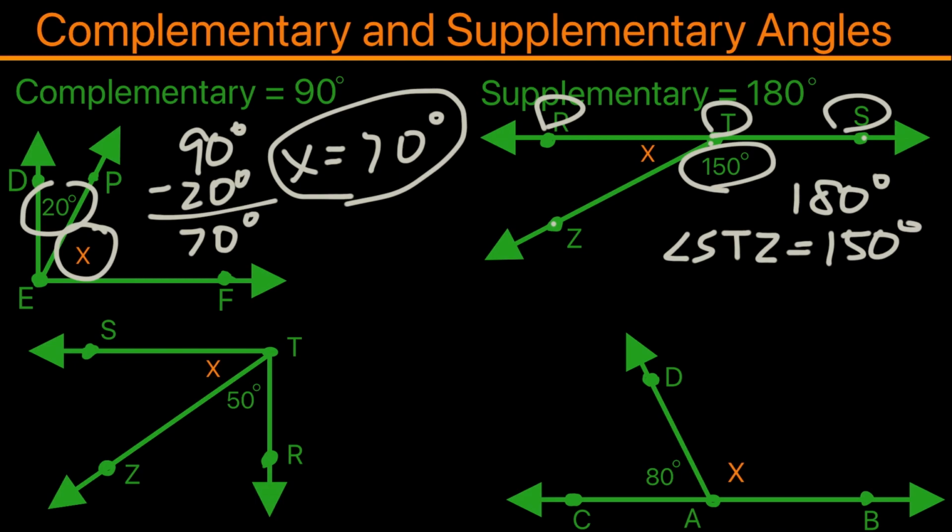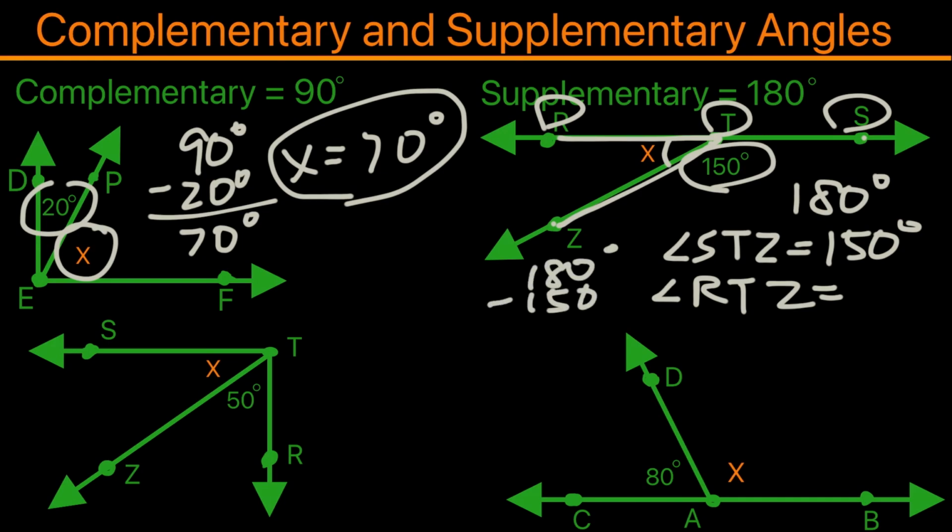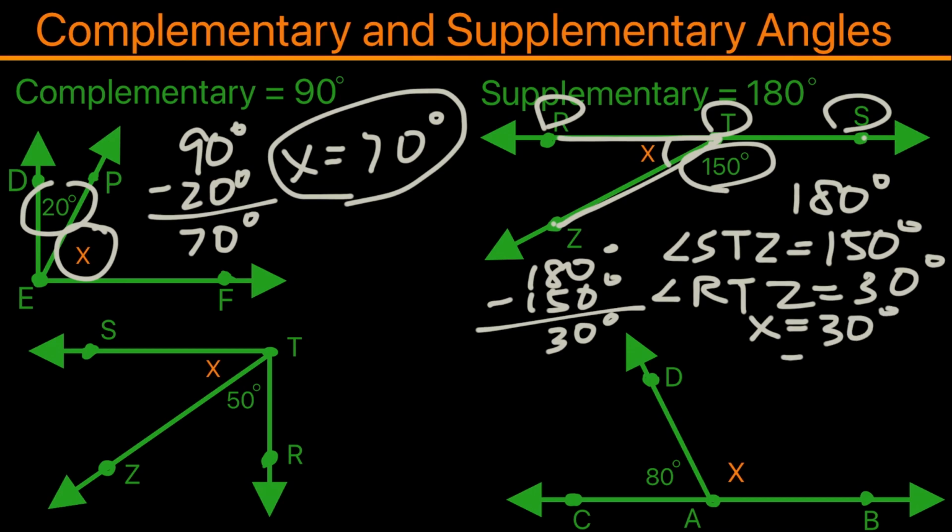So the x value here is angle RTZ right here. And that's the angle that we're trying to find, the x value. So if we take 180 degrees minus 150 degrees, we will have 30 degrees. And so 30 degrees is the answer, which means x equals 30 degrees.